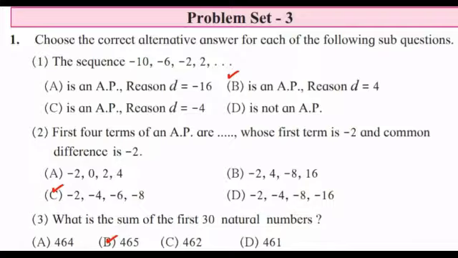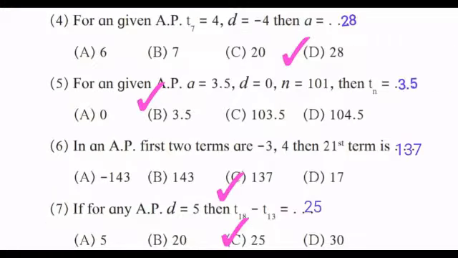Then third, what is the sum of the first 30 natural numbers? Answer is B, 465. Then fourth, for a given AP, T1 is equal to 4, D is equal to -4, then A is equal to, answer is D, 28. Then number 5, for a given AP, A is equal to 3.5, D is equal to 0, N is equal to 101, then Tn is equal to, answer is B, 3.5.